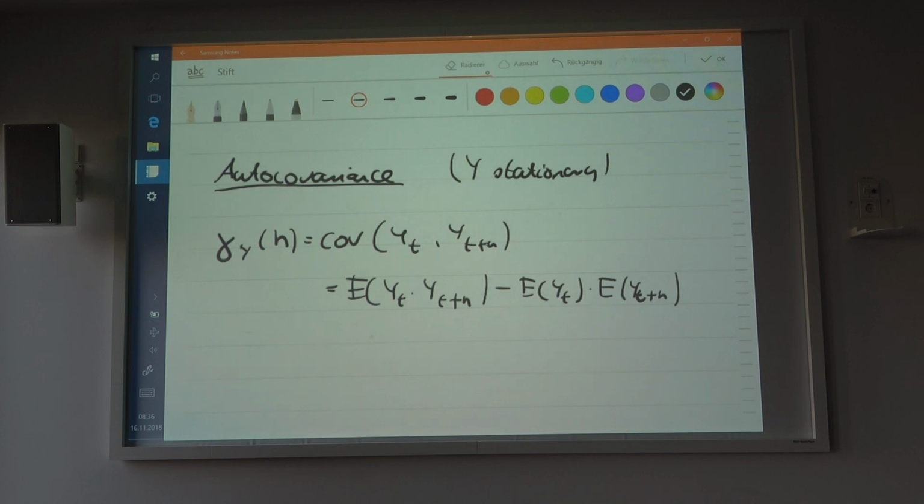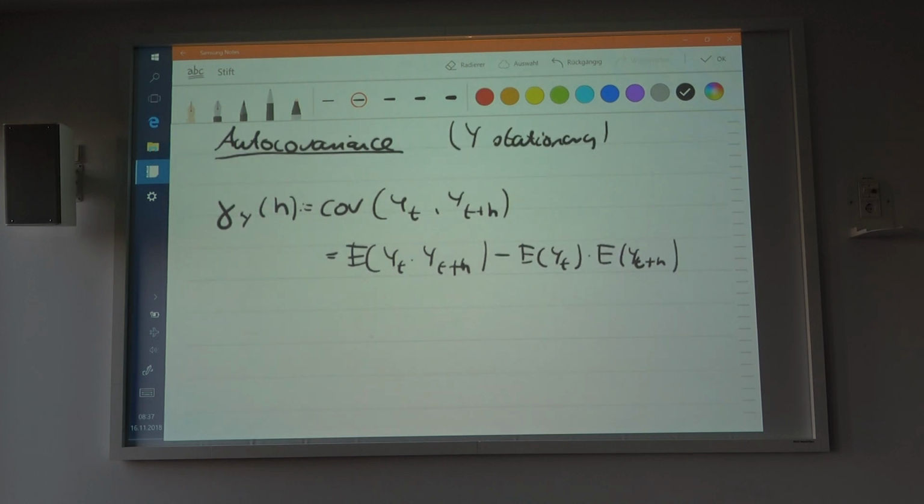Here you have t plus h. I don't know whether or not you can see this properly. That's just a notation that I use here. This is the theoretical one, and now the estimate.